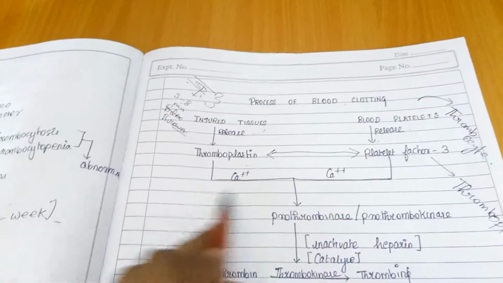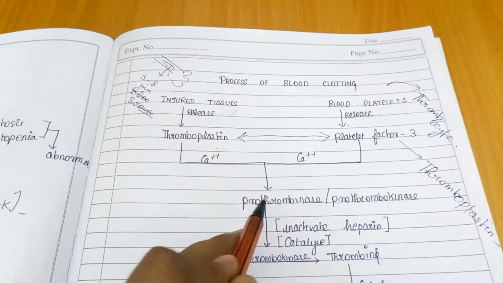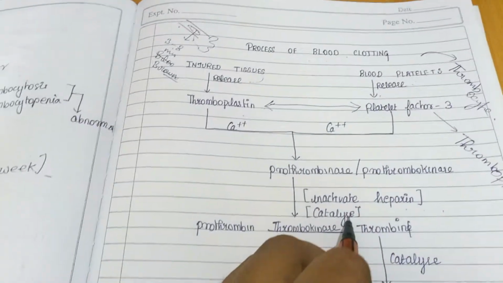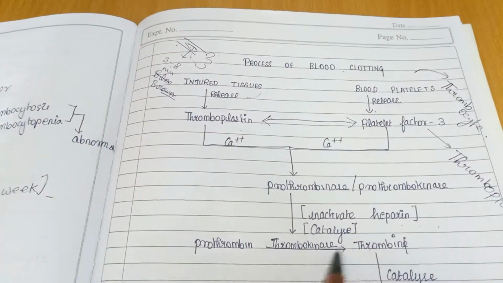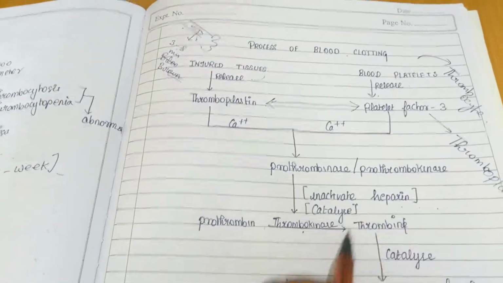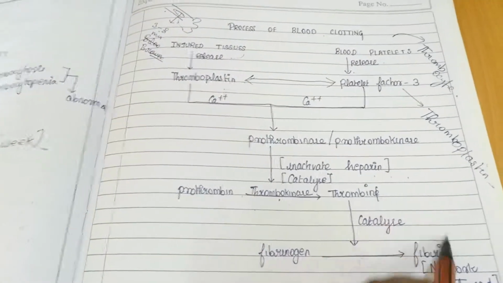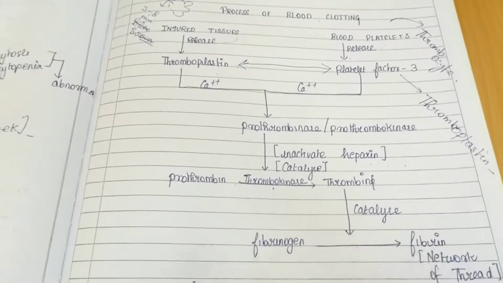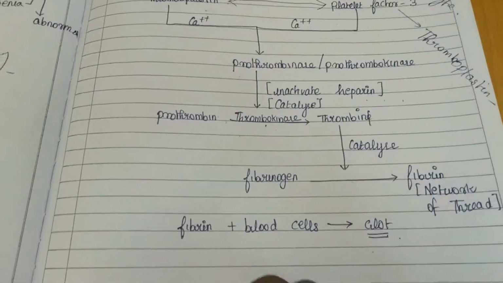They both supply calcium ions which activate prothrombinase or prothrombokinase, which in turn inactivates heparin, which is an anticoagulant, and it catalyzes the conversion of prothrombin to thrombin, which is done by thrombokinase, an enzyme. And this thrombin in turn catalyzes the conversion of fibrinogen to fibrin, and fibrin is nothing but a network of threads, and this fibrin along with the blood cells forms a clot, which is nothing but a brown colored thing.